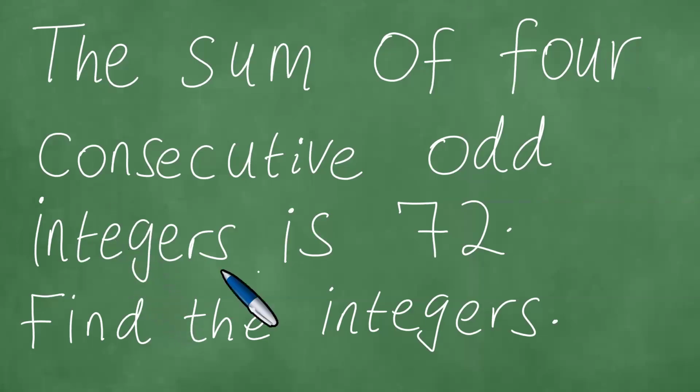We have this word problem in front of us, and we shall proceed to solve it in a step-by-step fashion. The word problem reads as follows. The sum of 4 consecutive odd integers is 72. Find the integers. So we proceed to solve this problem as follows.